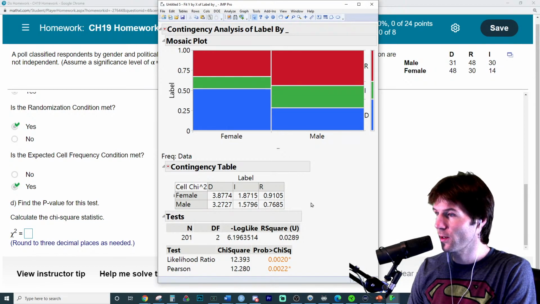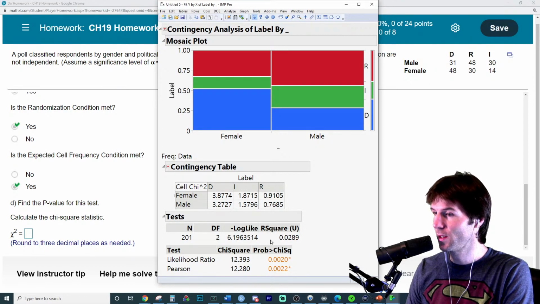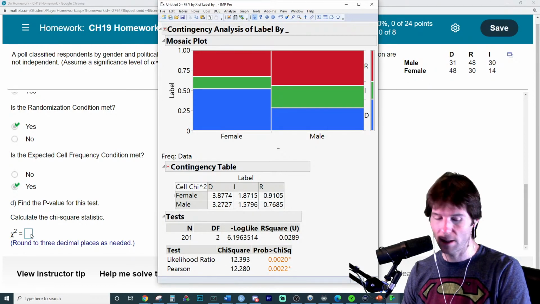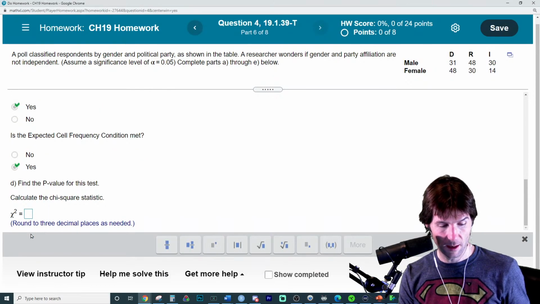But right here, if we were to add up all the cell chi-squareds, we would get 12.28. This is the chi-squared test statistic, the Pearson chi-squared test statistic. Wish it said that on it. Whoops.